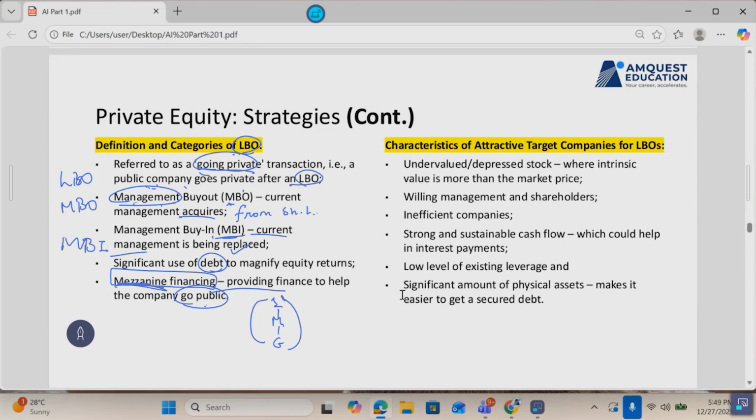Now, obviously, if you want to go for a leverage buyout, means you're buying a company by using debt. Obviously, you won't do it without having a certain amount of confirmatory guarantee.